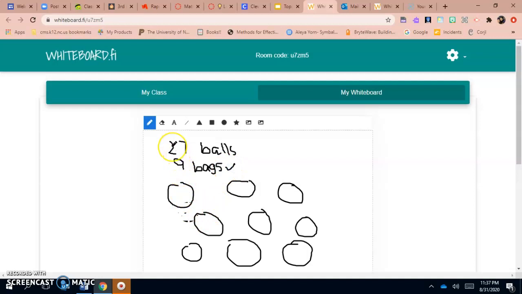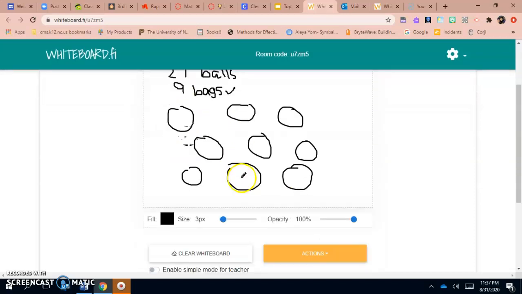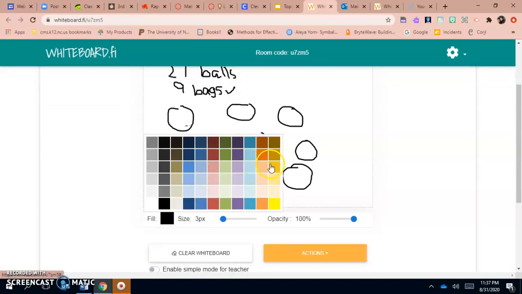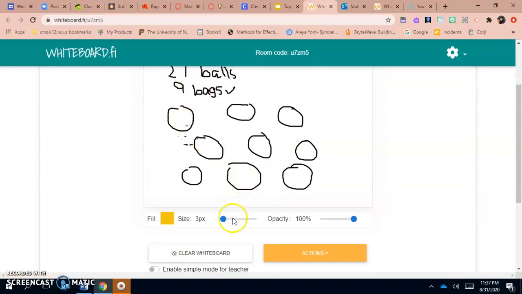Now I'm going to split the 27 balls equally amongst the 9 bags. The only way that I know to do that would be to count one by one. So let me change the color to represent our tennis balls.